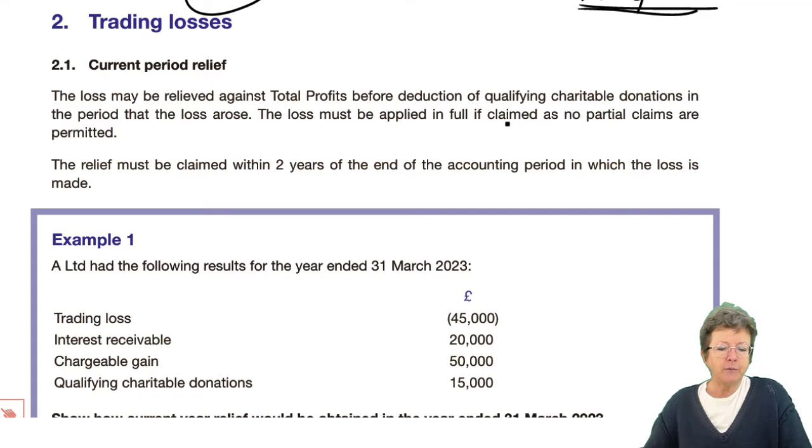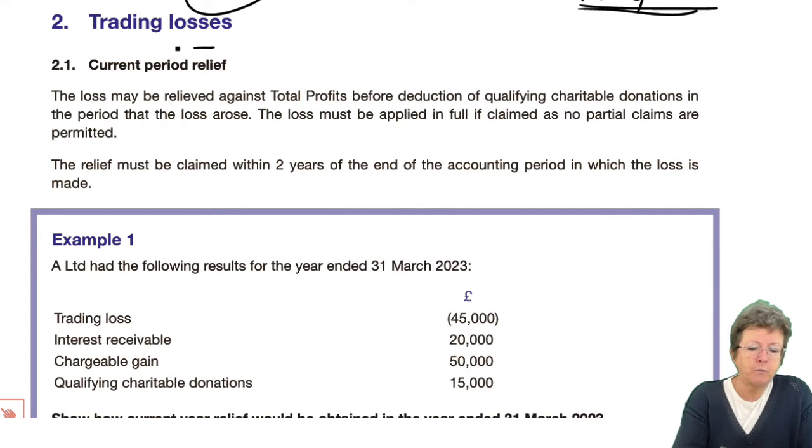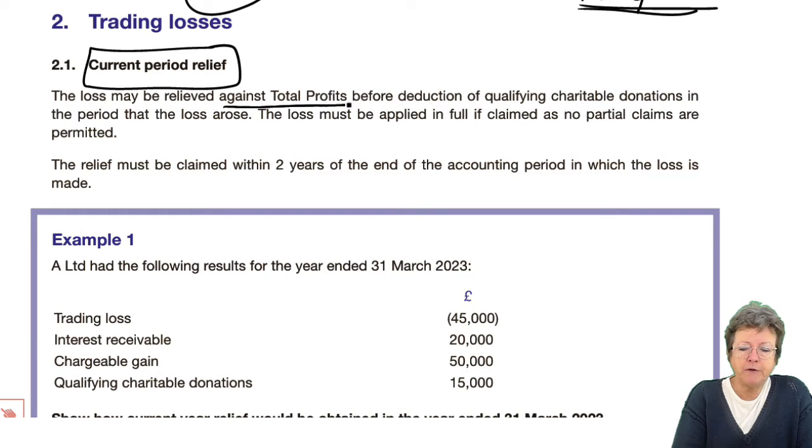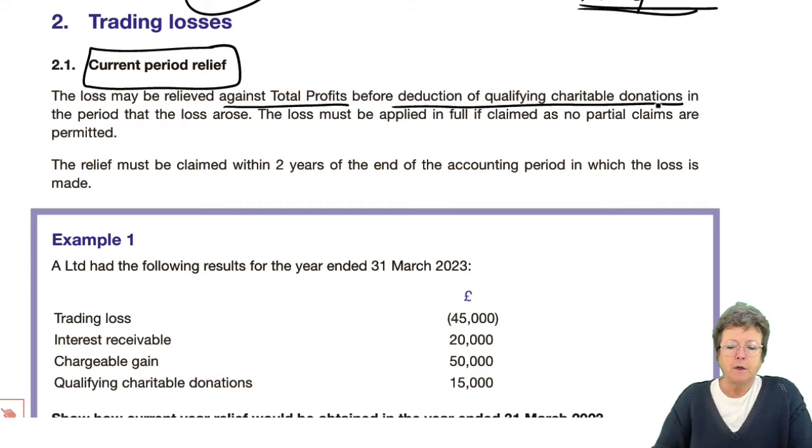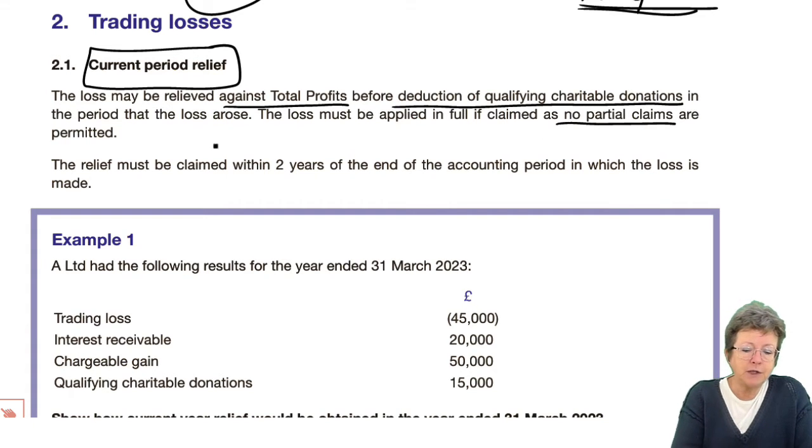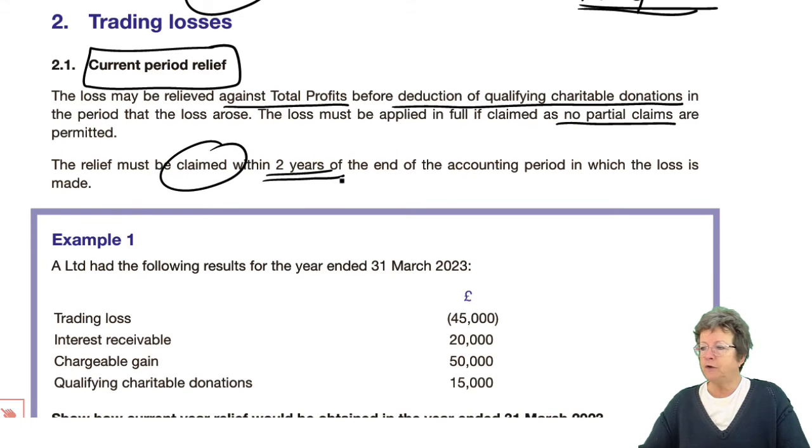So the loss for a current year period against total profits before QCDs. No partial claims, and you must claim this within 2 years. Let's have a look at example number 1.